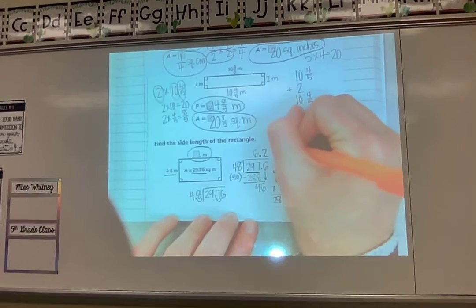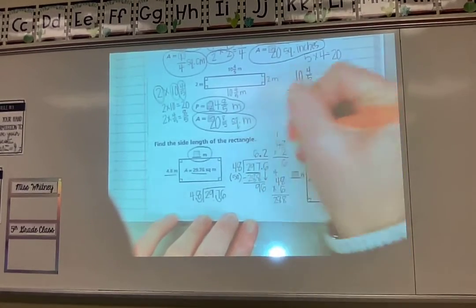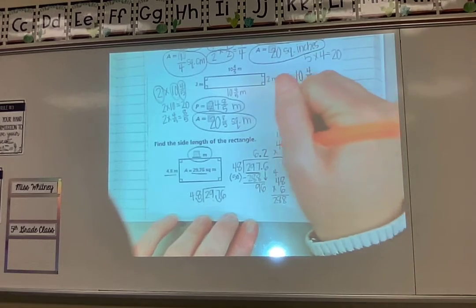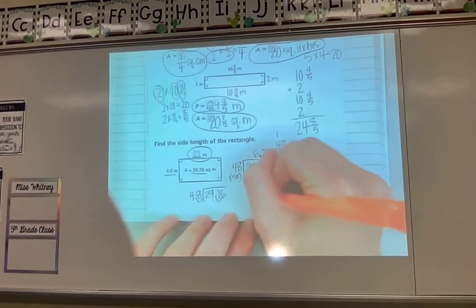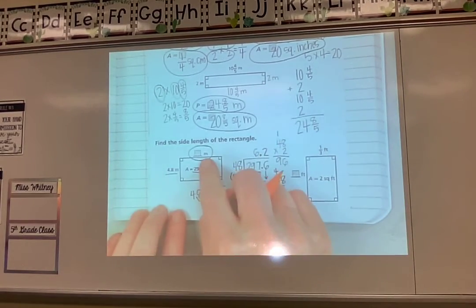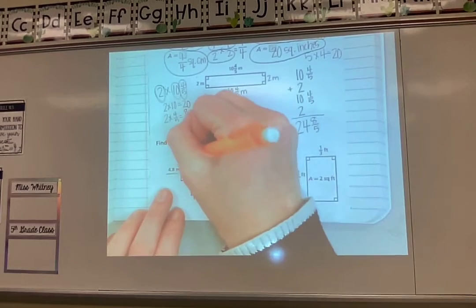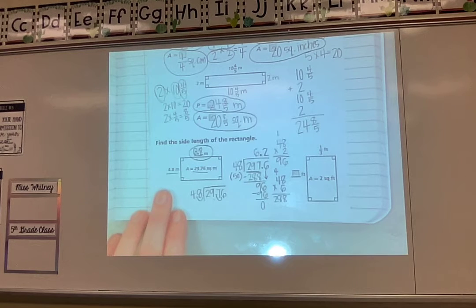48 times 2. 8 times 2 is 16. Add my 1 up there. 4 times 2 is 8, plus 1 more is 9. Perfect. Good thing I rounded up again. So 6.2, that means this side of my rectangle is 6.2 meters. I need to copy my answer over here in the blank because that's what they've left it for, so that I can fill in that side.